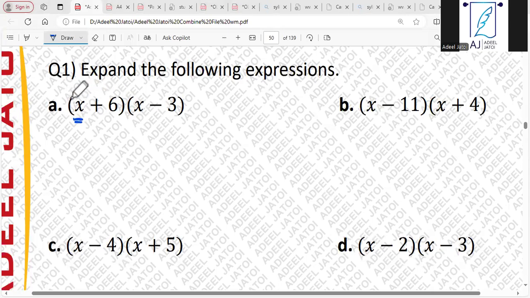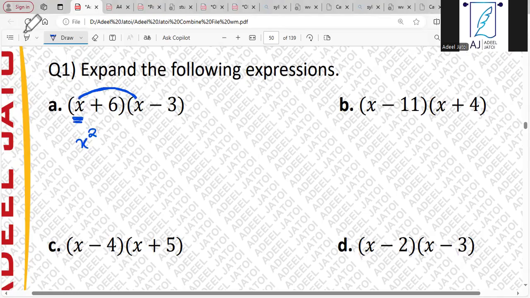Similarly, once the first value is being multiplied, we will be multiplying the second value as well. So second value multiplied with the first value, and then second value of the first bracket multiplied with the second value of the second bracket. So how we're going to write this thing down is that this x is into x. When x is being multiplied by x, you end up having x square.